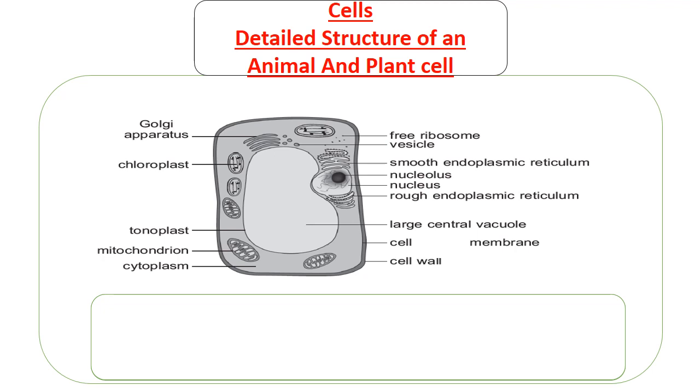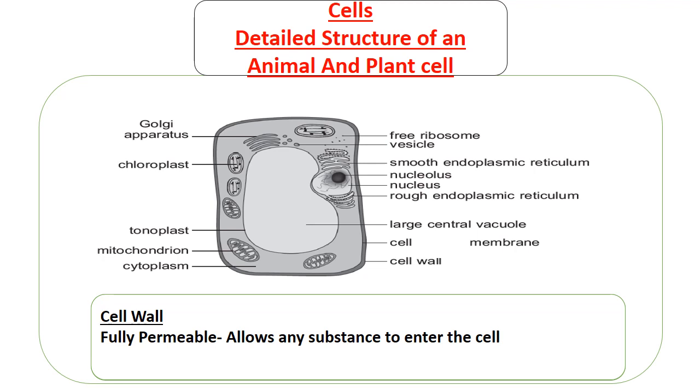Another organelle is the cell wall. In an animal cell, we discussed the cell membrane, which we say to be partially permeable. The other word for partially permeable is selective permeable, which means it allows certain substances to pass through it. Unlike the cell membrane, the cell wall is said to be fully permeable, which means it allows any substance to pass through it. Its function is not to allow what goes through it or not, but to protect the cell and give the cell its shape.